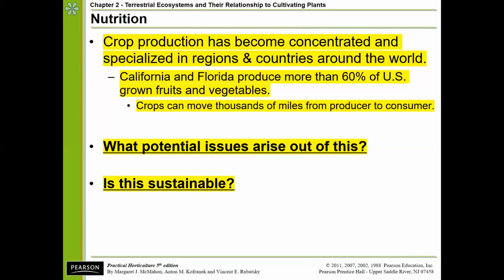locally, or kind of change our eating habits. So think about that in terms of sustainable crop production, and of course where crops are produced in regards to the climate. They're specialized in the regions where it's best for that crop to be produced and then transported around the country and around the world.